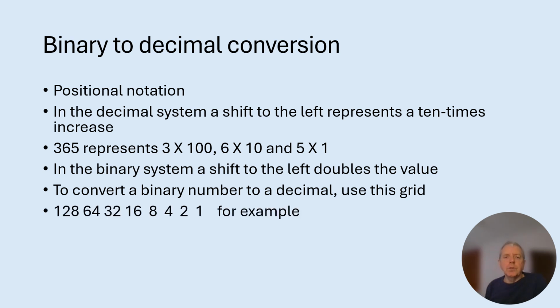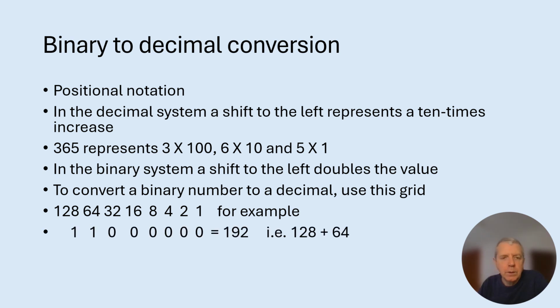So this grid is useful. Starting from the right, 1, 2, 4, 8, 16, 32, 64, 128, we're doubling every time. And that will show us how to convert decimal to binary and binary to decimal. So in my example here, I've got a decimal 192. So what I've done is I've put each of the constituent parts of the number under the grid. I've got 128 plus 64 and no other numbers.